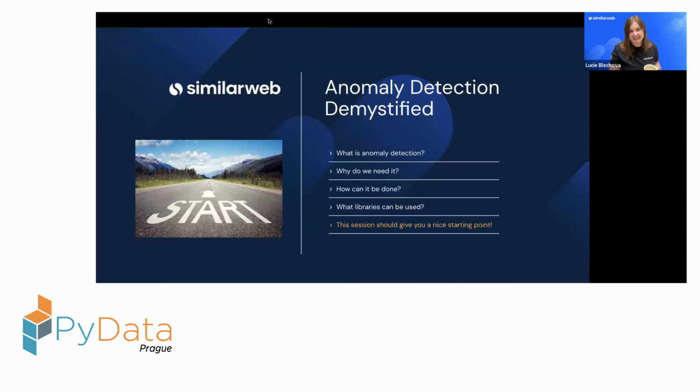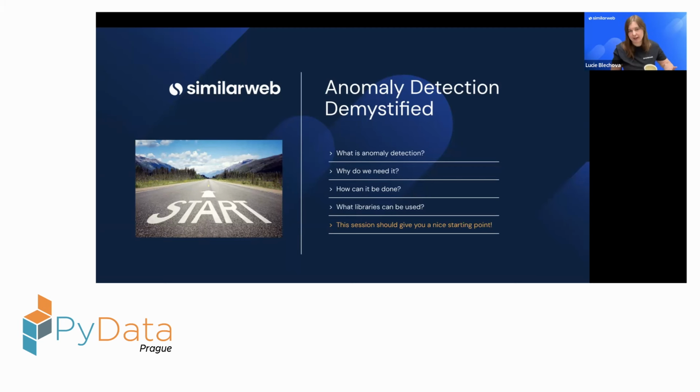What can you expect from me today? That's a good question. So basically, I want to give you a starting point. We will talk about what anomaly detection actually is, why you would need to do it, how you can do it, and what libraries you can use to actually apply it in practice. And I'll also show some examples.